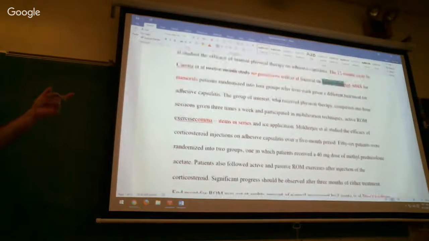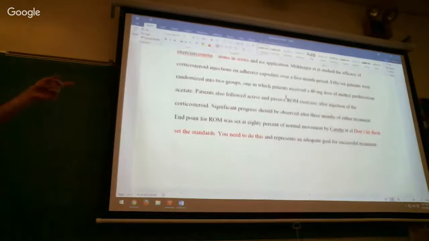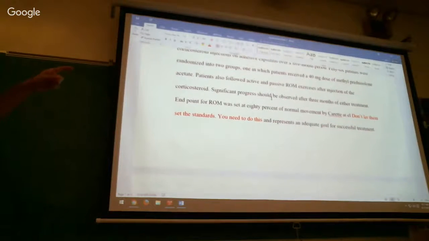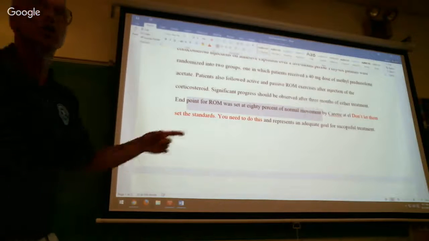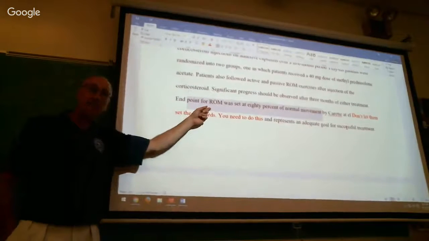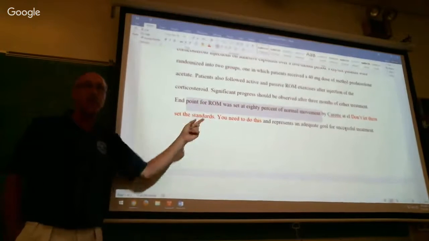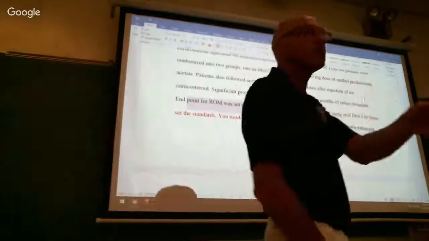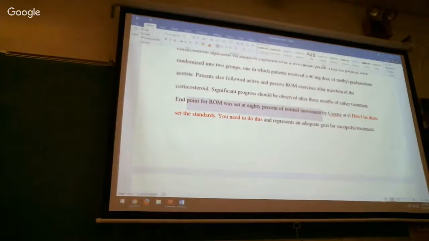So he tells me what these guys did in their studies, and then he goes on here, significant progress should be observed after 3 months of either treatment. So now he set a standard for 3 months, and he says the endpoint for range of motion was set at 80% of normal movement by Coretti et al. And I'm going, don't let them tell you what the standard is. Just because that's what they want doesn't mean that that's what should be, unless there is some kind of agreement in the profession that this is what the standard is, right?